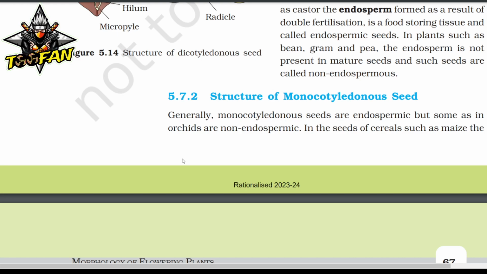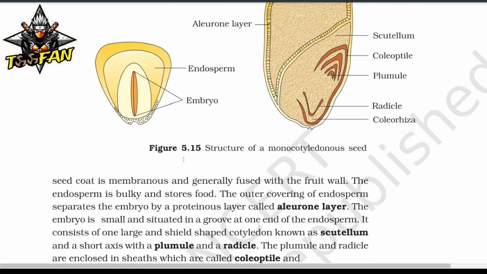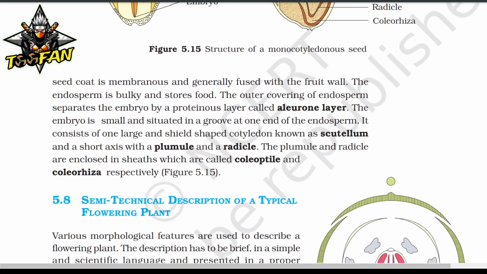In the seeds of cereals such as maize, the seed coat is membranous and generally fused with the fruit wall. The endosperm is bulky and stores food. The outer covering of endosperm separates the embryo by a proteinaceous layer called aleurone layer. The embryo is small and situated in a groove at one end of the endosperm.